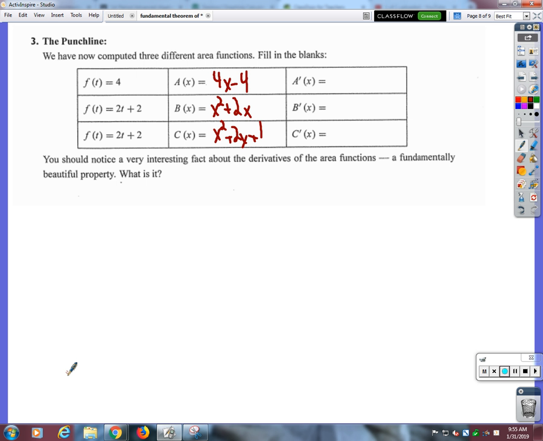But you will see once again in the third column that derivatives have re-entered our lives. What is the derivative of the first area formula? What is the derivative? 4. The derivative of 4x minus 4 is 4. What is the derivative of the second one? 2x plus 2. And the derivative of the other one is 2x plus 2. Okay? You should notice a very interesting fact about the derivatives of the area functions. A fundamentally beautiful property.